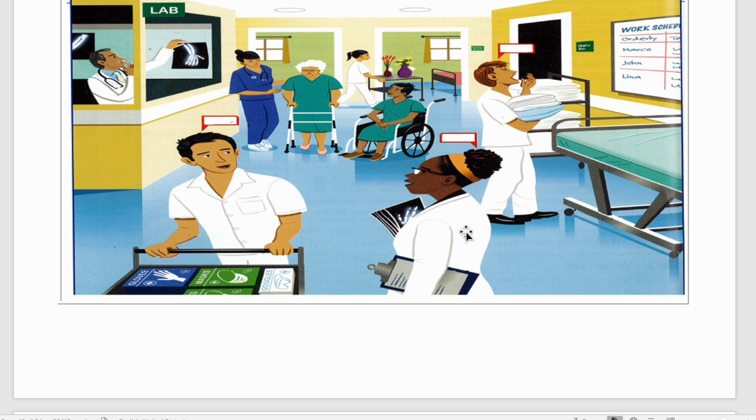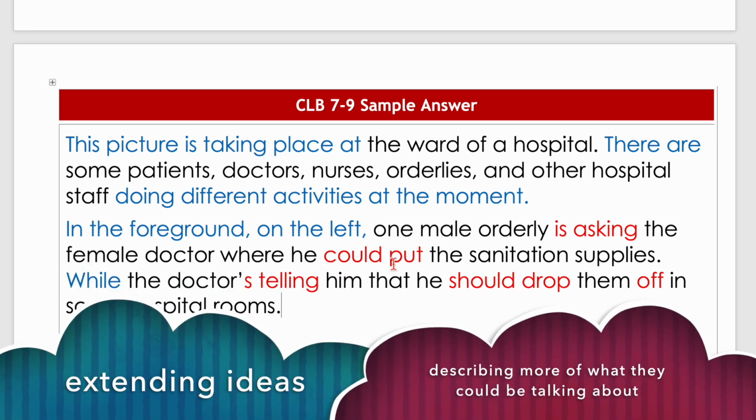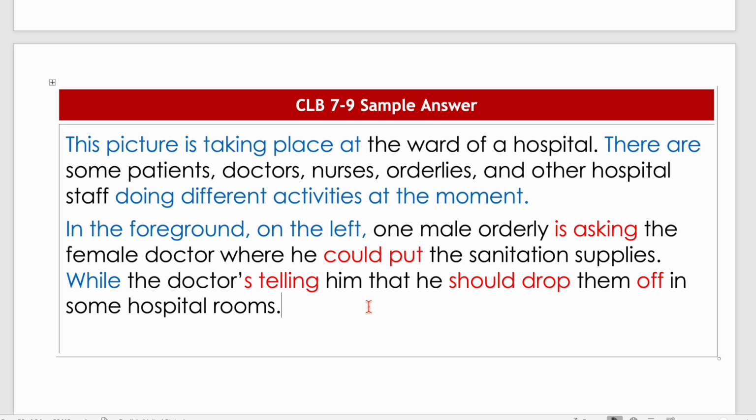So you can see here that something basic, maybe lower levels would say the man is talking to the doctor. Or even a little bit higher, maybe the nursing assistant is asking the doctor a question about what he should do or can do. That's also a little bit higher, but look at our sentence here. The male orderly is asking the female doctor where he could put the sanitation supplies. The doctor's telling him he should drop them off in some hospital rooms.